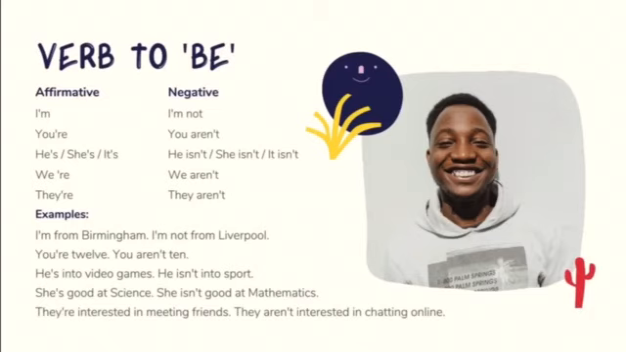Let's take a look at the examples of sentences. Affirmative, I'm from Birmingham. Negative, I'm not from Liverpool. Affirmative, you are 12. Negative, you aren't 10. Affirmative, he's into video games. Negative, he isn't into sport. Affirmative, she's good at science. Negative, she isn't good at mathematics. And affirmative, they are interested in meeting friends. And the negative is they aren't interested in chatting online.